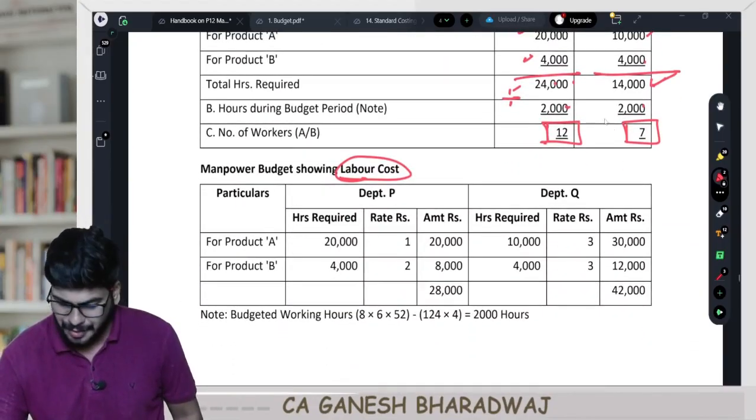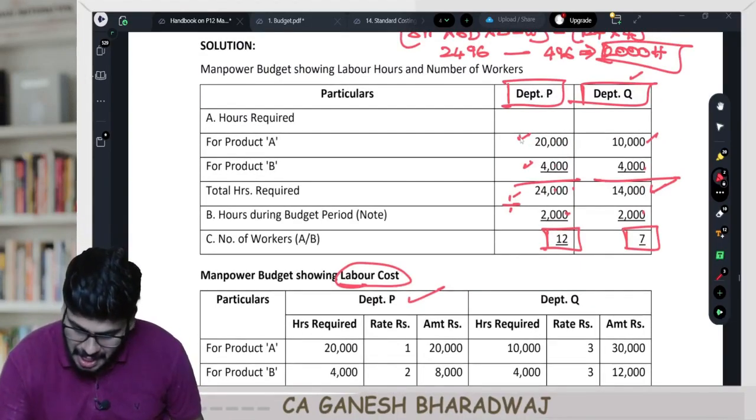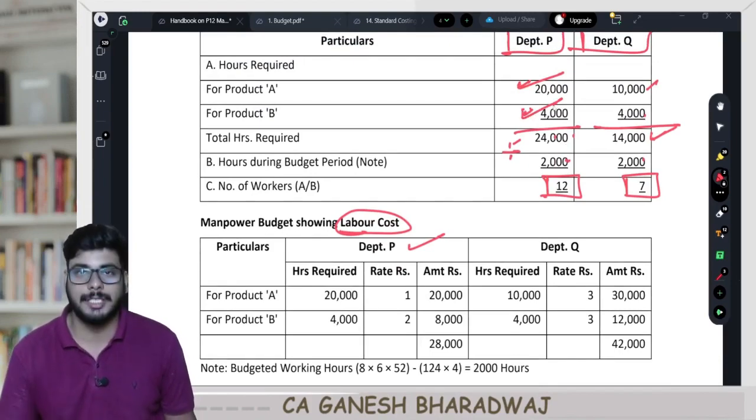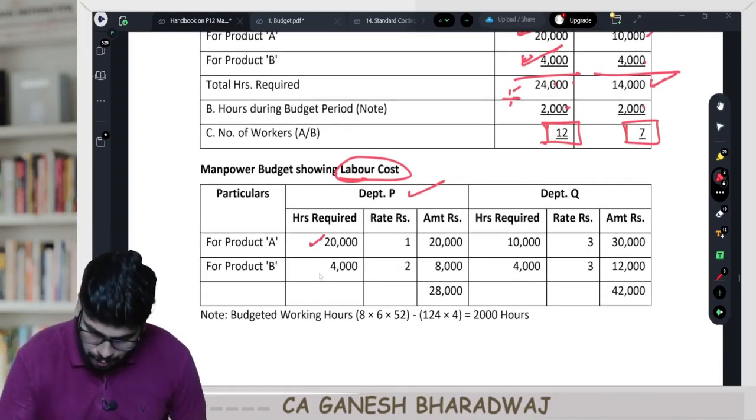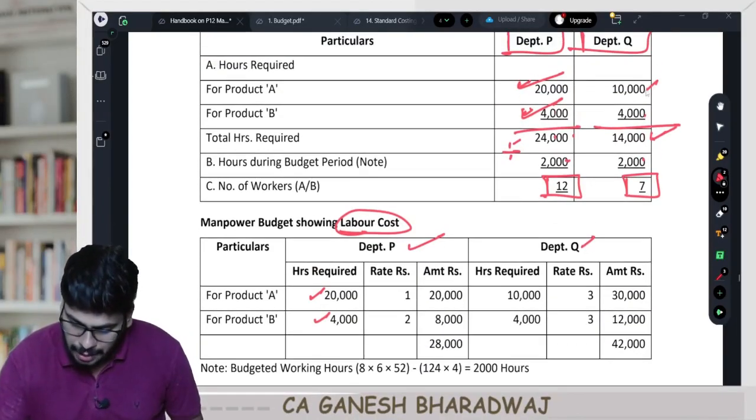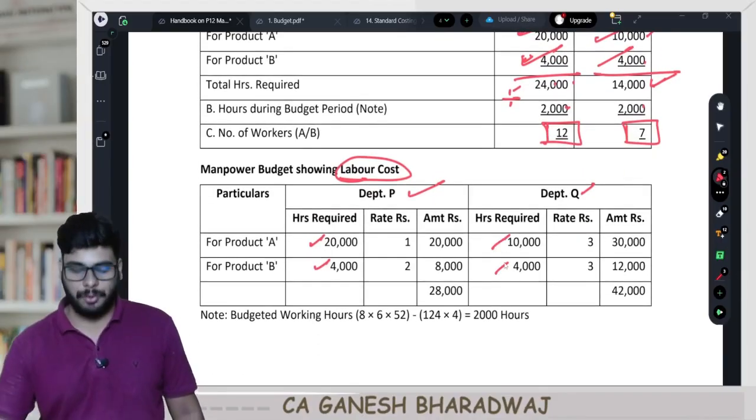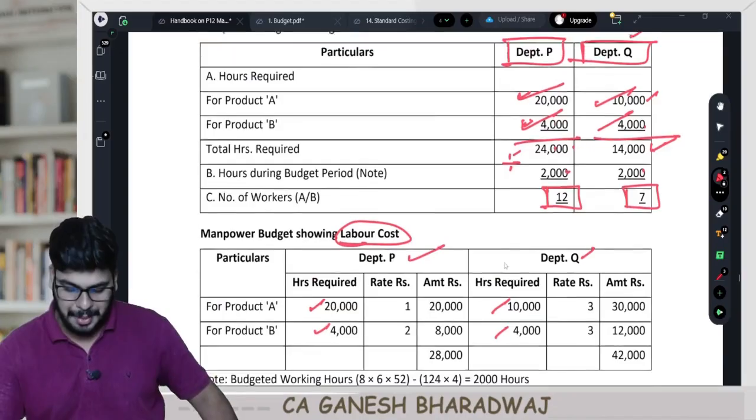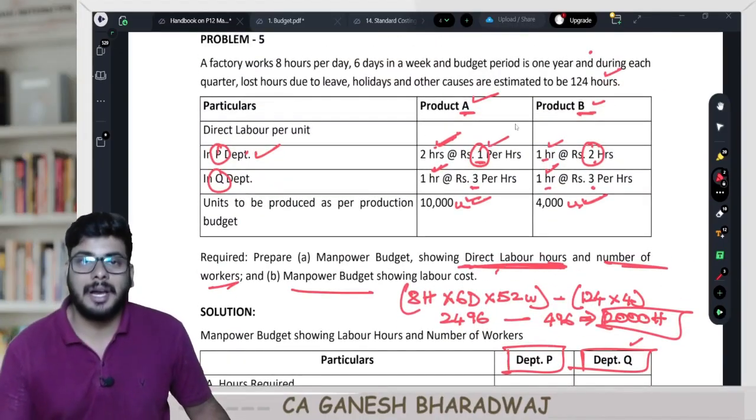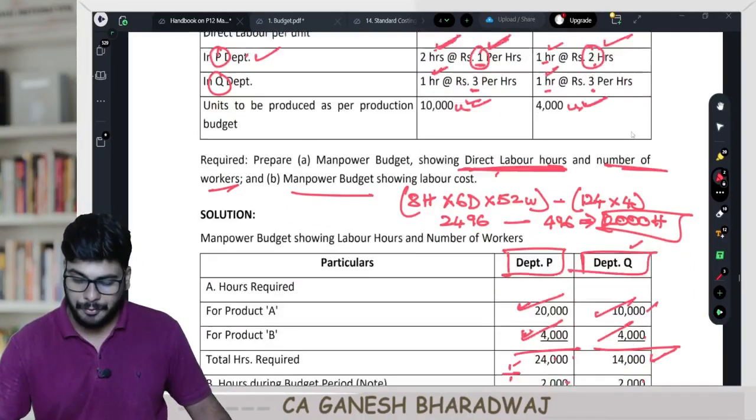So how do we do it? Very simple. In Department P, we just found out that I need 20,000 hours in total for producing A and 4,000 hours for producing B. Similarly, in Department Q, I need 10,000 hours for A and 4,000 hours for B. Now, in Department P, for every hour I work on product A, I incur a cost of 1 rupee, whereas if I'm working on product B, I incur a cost of 2 rupees respectively.